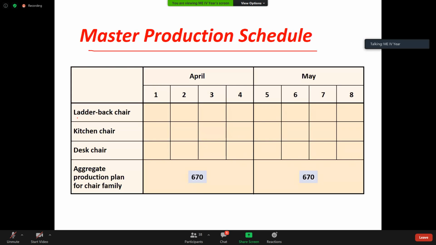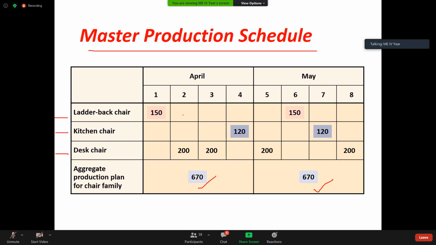So there is a carpenter shop. Every month he has to deliver 670 units in terms of ladder back chair, kitchen chair, and desk chair. So he has to plan accordingly, like the first week and sixth week, they have to make this and so on.